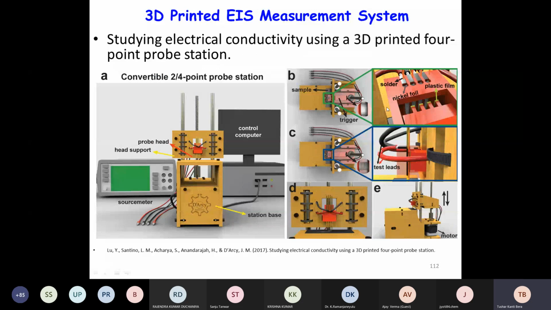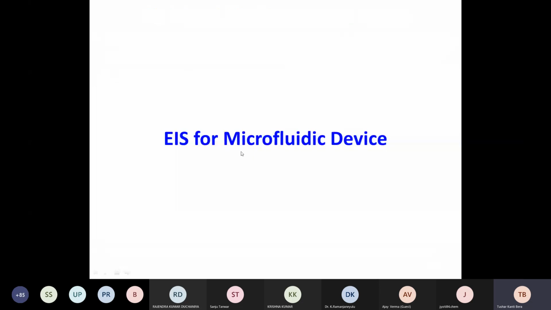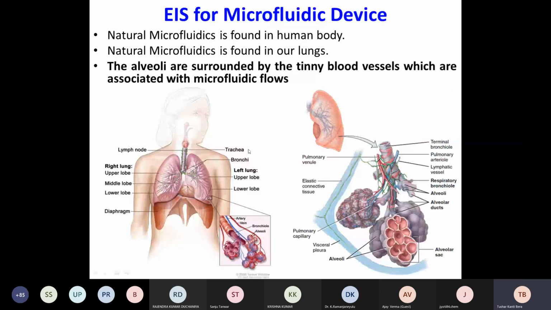Then there are other microelectrode developments with 3D printing devices. So EIS will be studied here, and some microfluidic devices are also possible to be developed with the help of MEMS technology, where the impedance measurement of body tissue will reveal several types of biological problems.